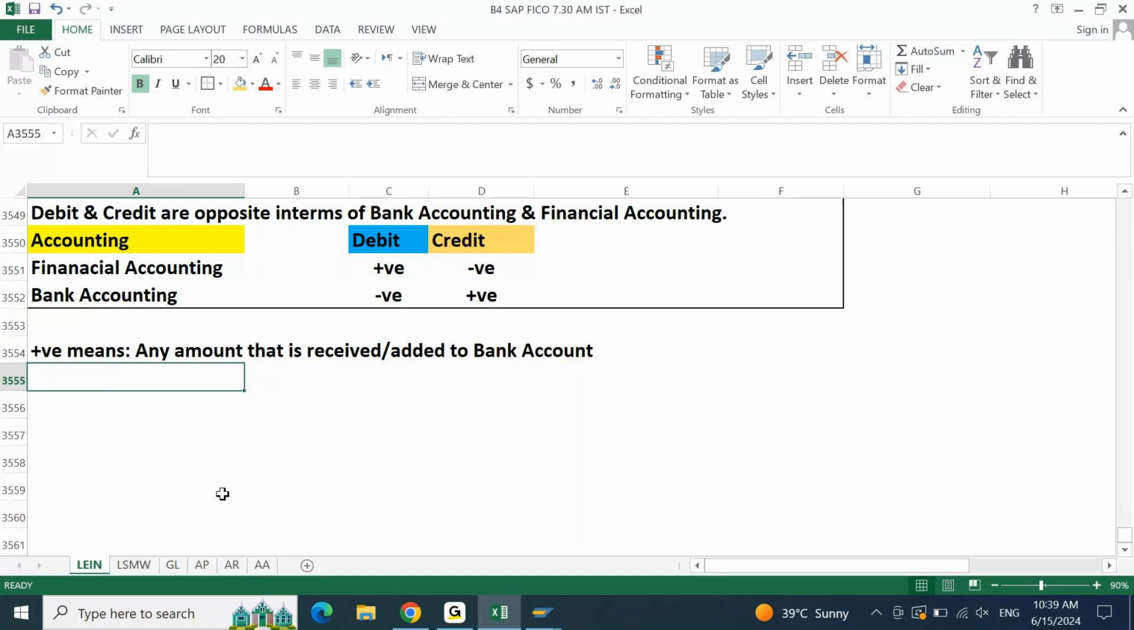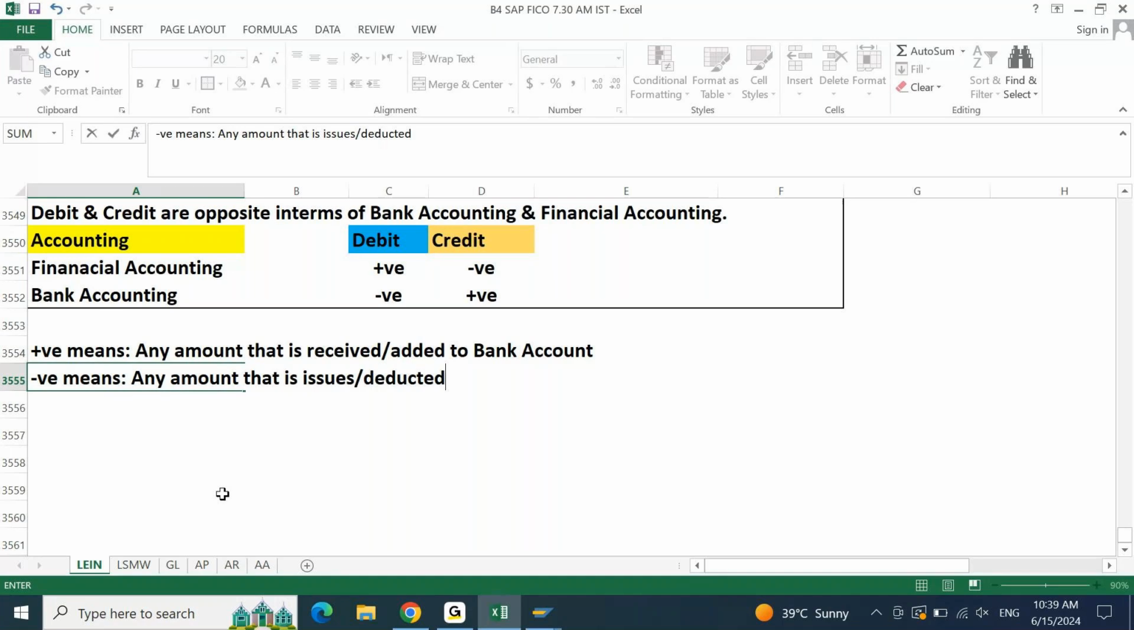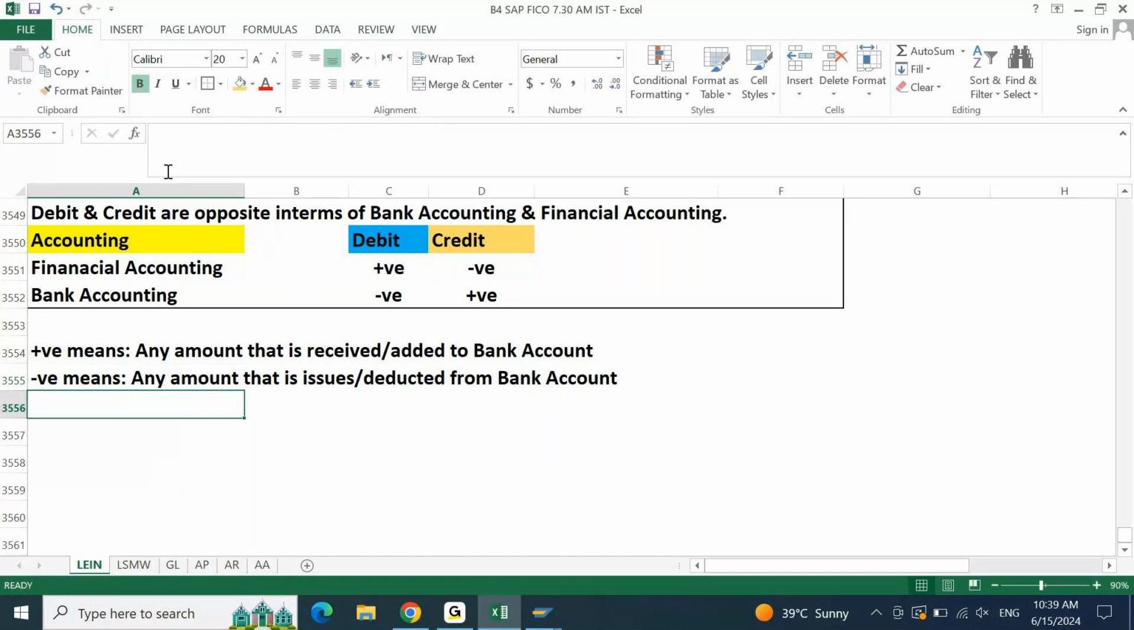Similarly, negative means any amount that is issued or deducted from your bank account. Okay, positive means any amount that is received or added to your bank account. Negative means any amount that is issued or deducted from your bank account.